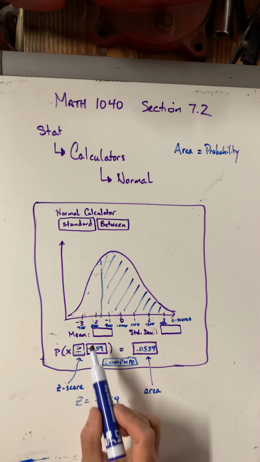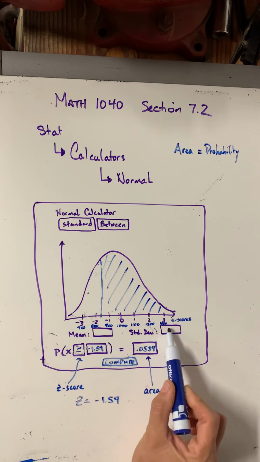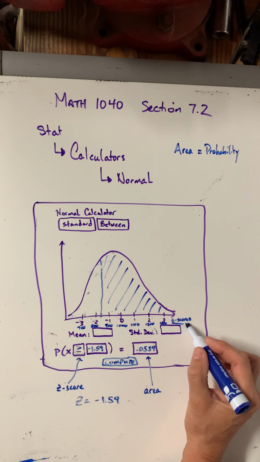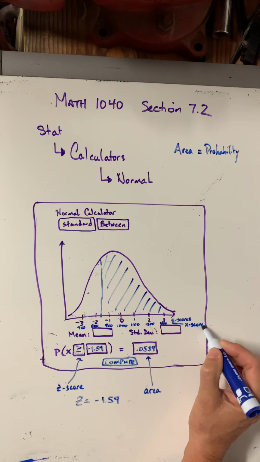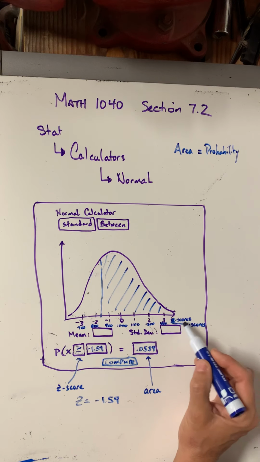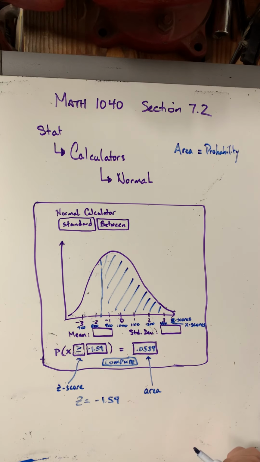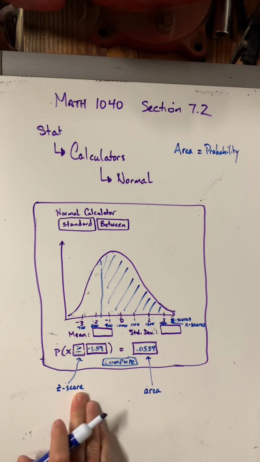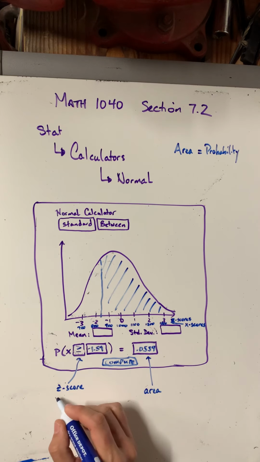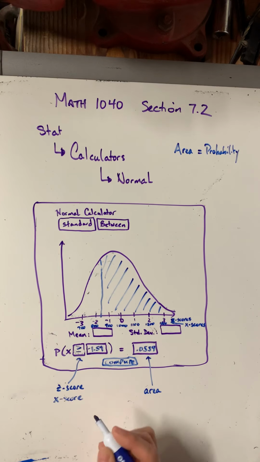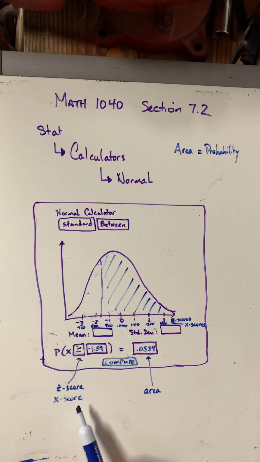So if I'm using numbers that actually have meaning, those are called my x-scores. If I'm only using numbers that refer to the number of standard deviations, those are my z-scores. But either way, you put them in the same box. The z-score would go here, the x-score would go here. So you have to read the problem and determine whether you're in z-scores or x-scores.